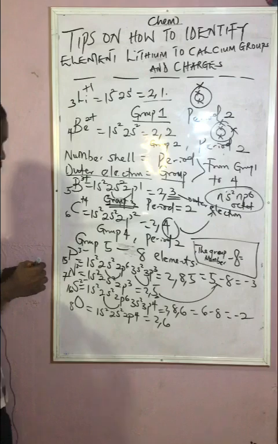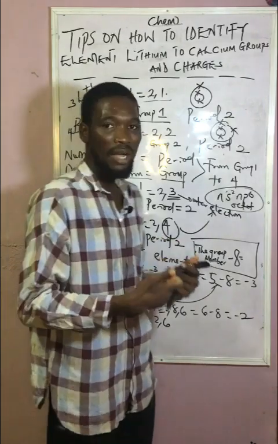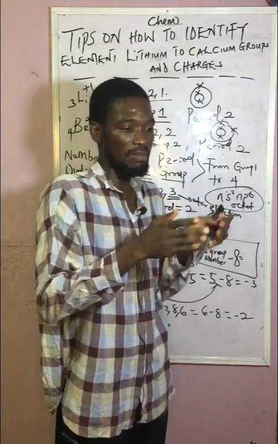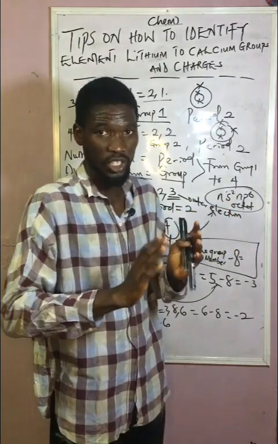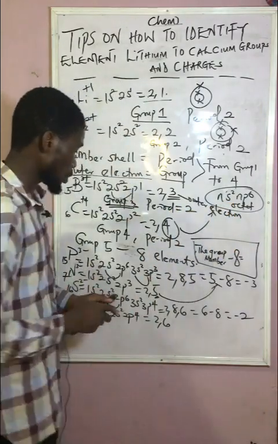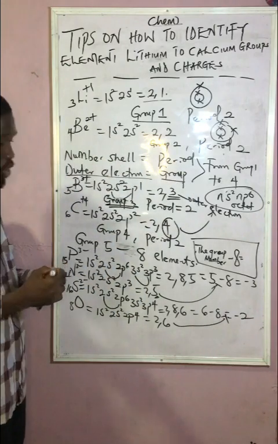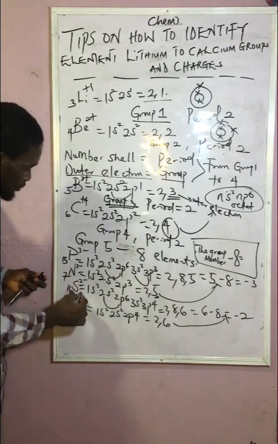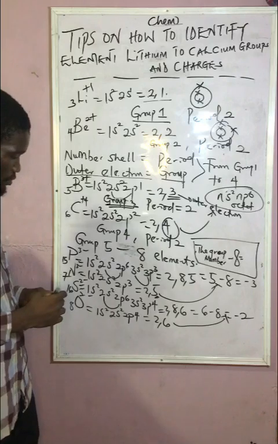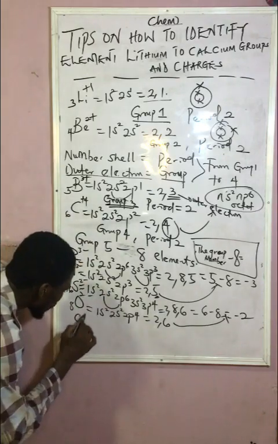Because many students will be out there asking, how can I tell if one element is minus 1, minus 2? No, it is very simple. Check on this video. So the same thing is applicable to that of the oxygen. So that is why your oxygen always has 2 minus.